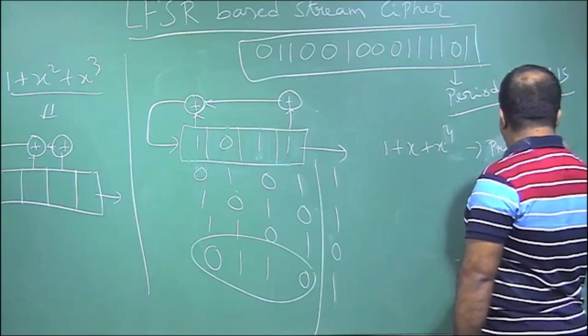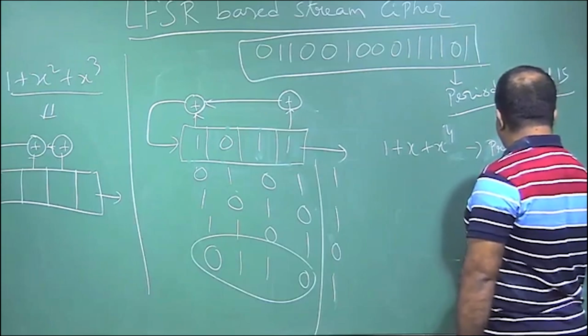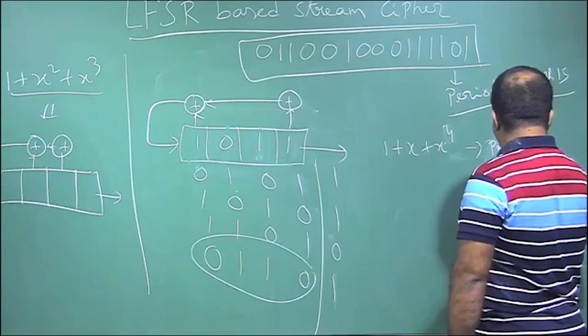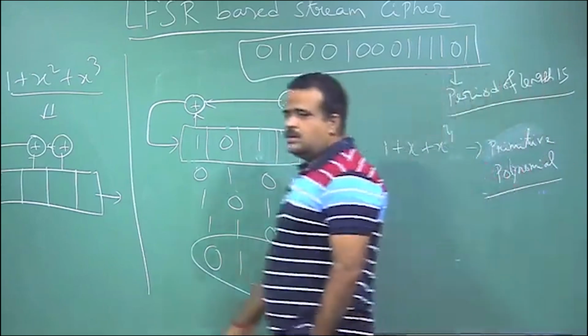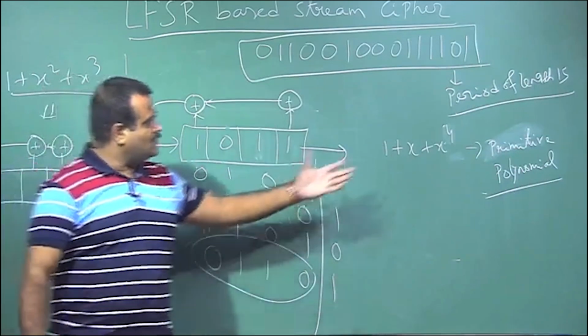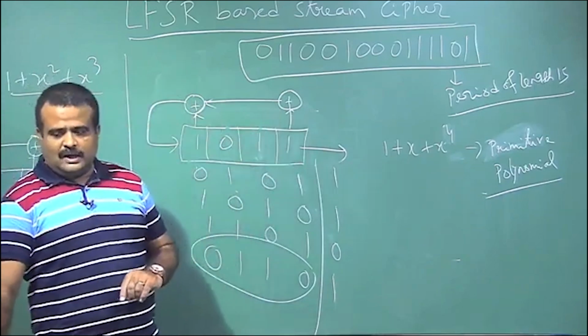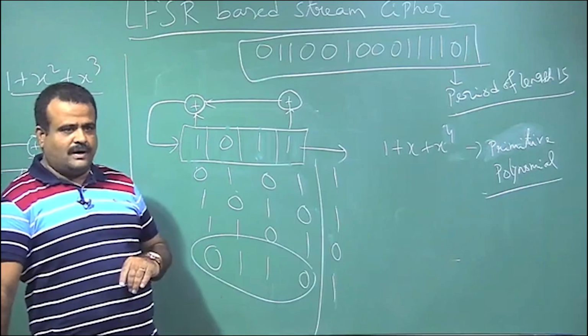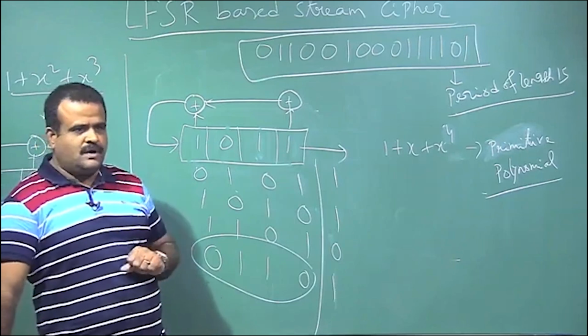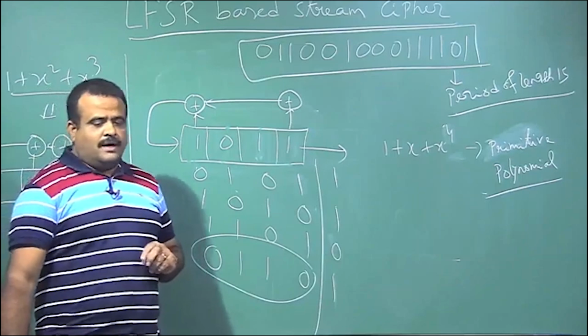Primitive polynomial. So, we will talk about this in detail, what is a primitive polynomial. If we choose a primitive polynomial, then the corresponding LFSR will give us a good pseudo random bit sequence generator. So, it is good.